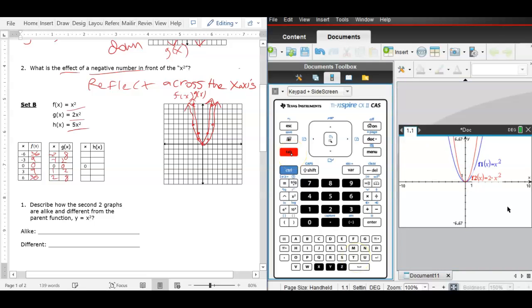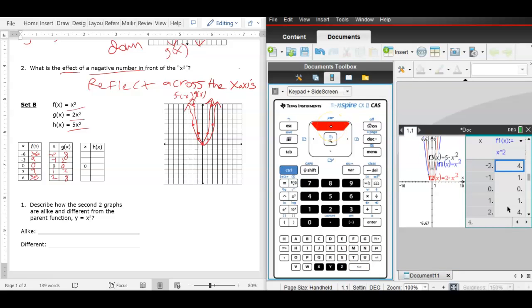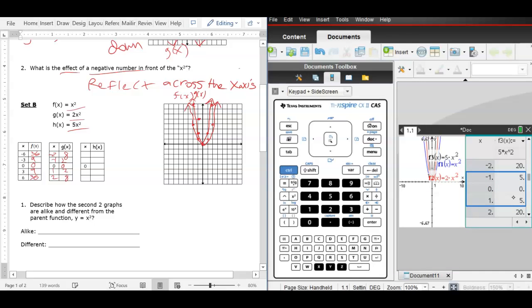I'm going to hit Tab again. I'm going to do 5x squared. It's even more narrow. Look at that. Okay, Control T. Now, I want to go over to the right till I get to the f of 3. So notice these points. Negative 2, 20 is all the way off the grid, but I can plot at least these 3 points. Negative 1, 5, 0, 0, and then 1, 5. It's going to be very narrow. And then on the inside of that's h of x. Okay. And I'm filling in these numbers from the table that I can see here.